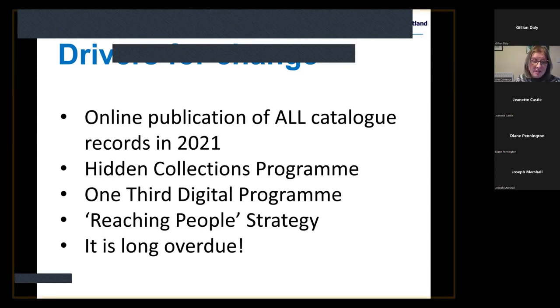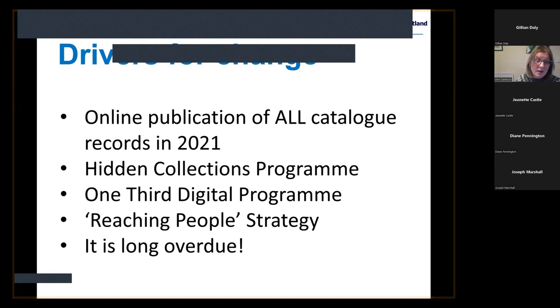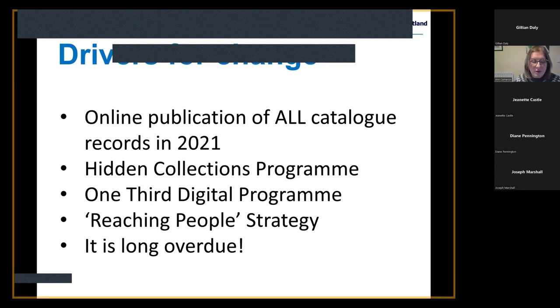The library has a hidden collections programme and a 1/3 digital programme, as well as its reaching people strategy, which really drove the support that I got in actually opening up the catalogue. Those programmes are basically to try and list all of the collections within the library that are catalogued, and also to offer digital access to digital and digitised material by, I think, 2025, but I'm sure my colleagues will correct me if I'm wrong. But to me, this was long overdue.